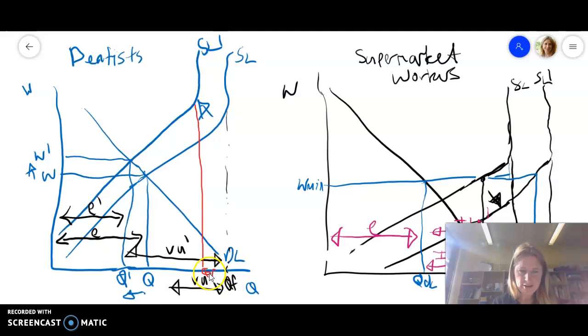Then we're going to need an eraser. The new level of voluntary unemployment, whoops, that's not moving, is here. I don't know how to get rid of that, but let's just get the black. This is your new level of voluntary unemployment now. It's gone from Q minus QF to Q1 minus QF. In actual terms, that might be about the same amount who are voluntarily unemployed.